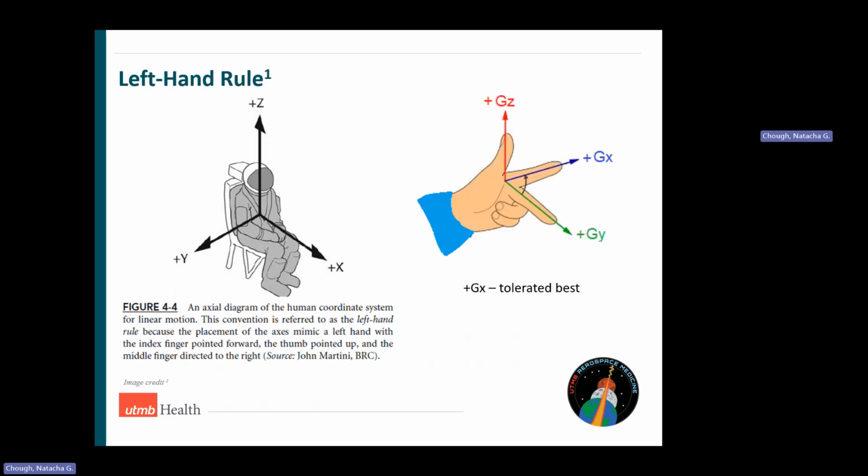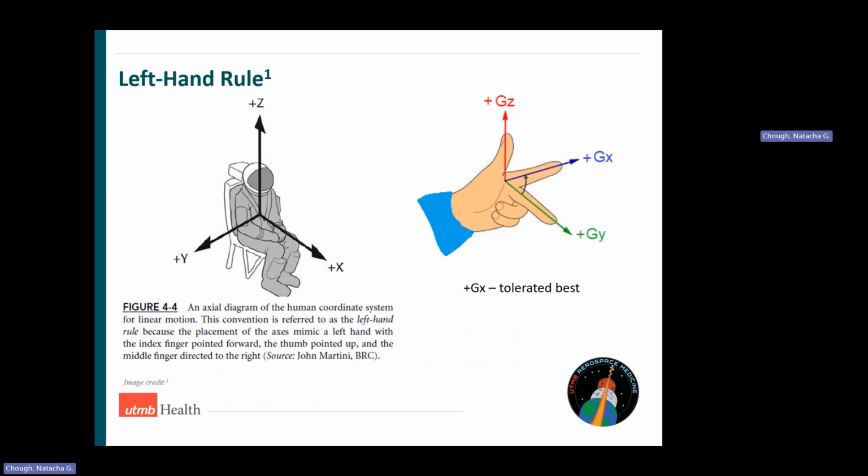Now that we know what a G is, we need to talk about the directions in which Gs can be imposed on the human body. There are 3 vectors of Gs, Gx, Gy, and Gz. Each of these directions has a positive vector and a negative vector. These figures illustrate the positive vectors.